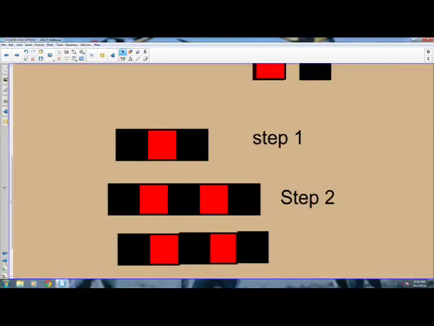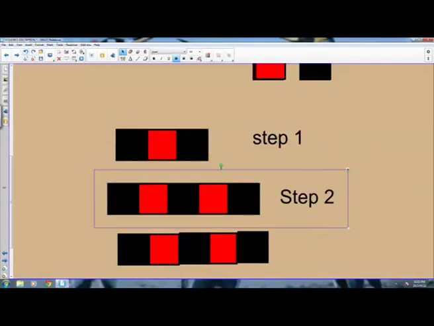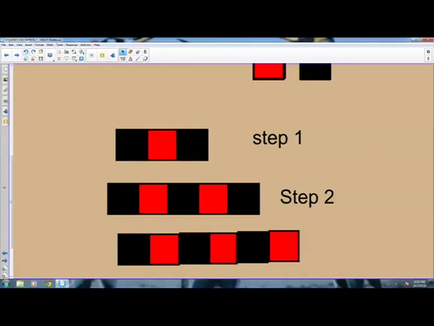And then we check 1, 2, 3, 4, 5. 1, 2, 3, 4, 5. Now, the next one, we're going to take a red tile, place it here, and then the last will be black.